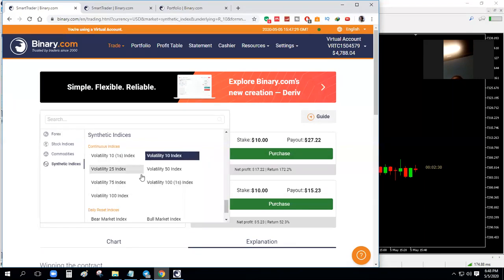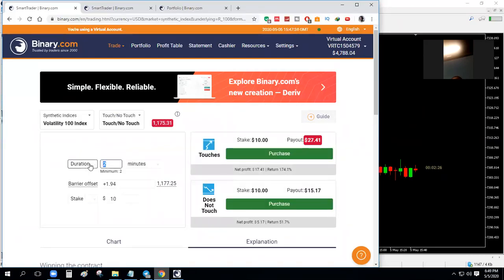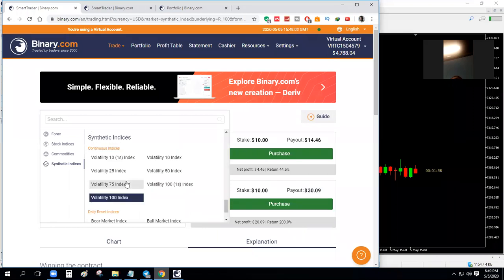Let me give you a different asset. 100. If I choose like 10 minutes expiry, look at this. It means in 10 minutes, if I placed a trade that will expire in 10 minutes and the price will not touch this level, I win 200%. That means if my prediction was really right and the price does not touch that level, I make double my $10. That means I'll end up with $30. Let me play around with this so that you see.